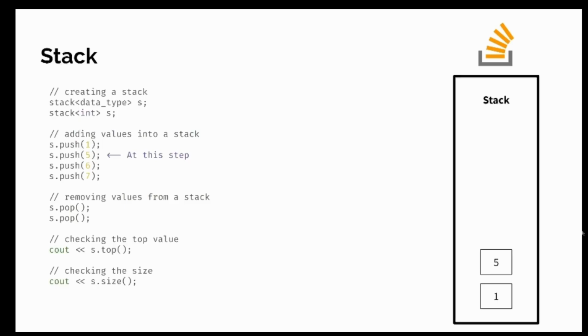So if we look at this diagram here, I put 1, then 5. 5 can only go on top of the stack. 6 on top, 7 on top. In coding, this "on top" would refer to the back. So the back of the stack.